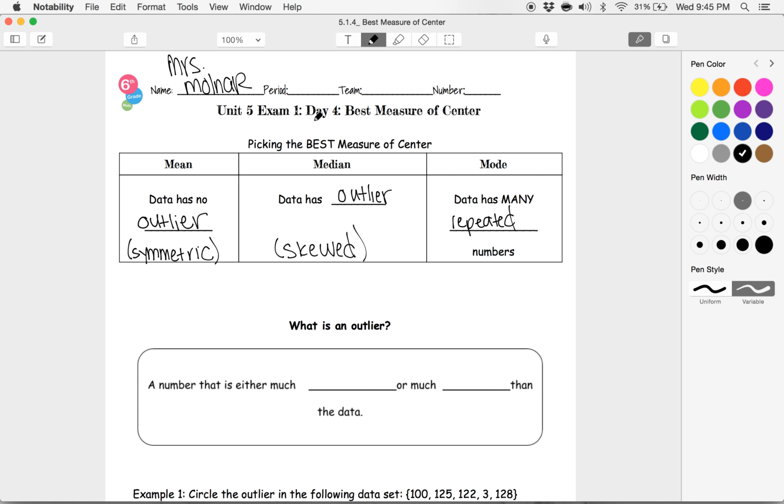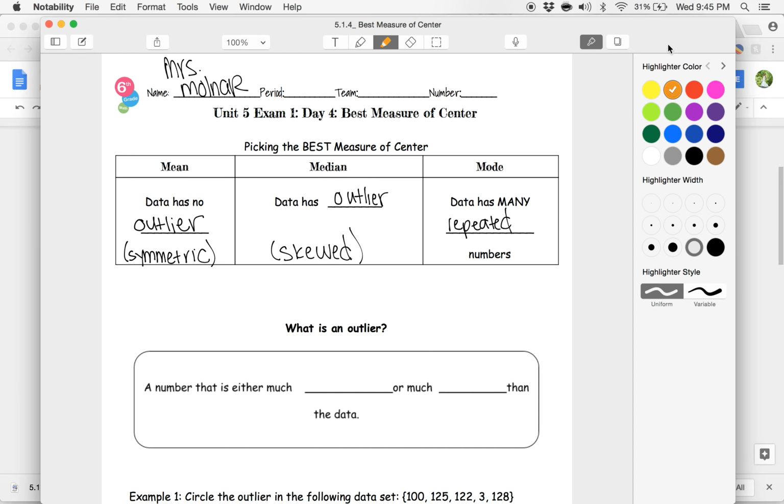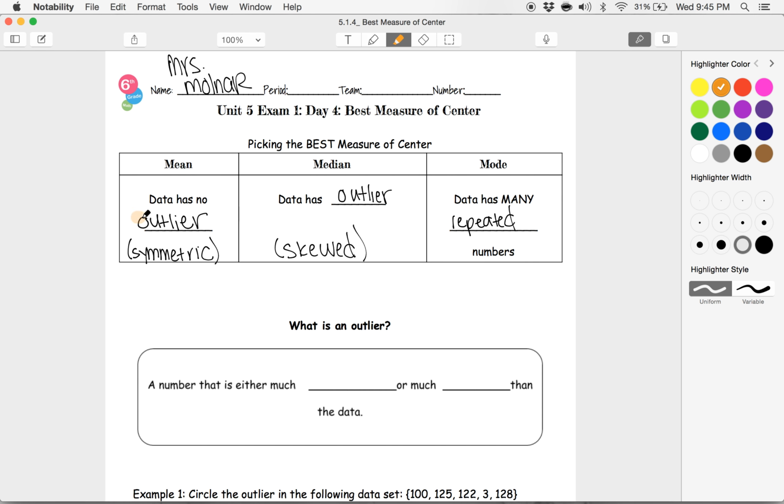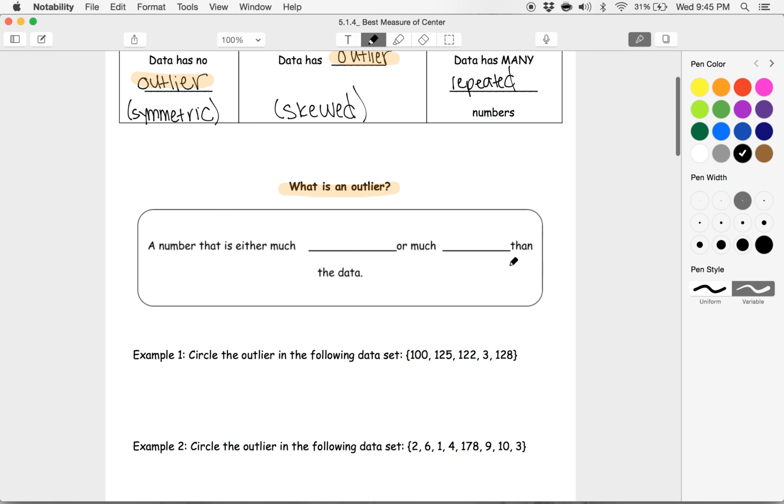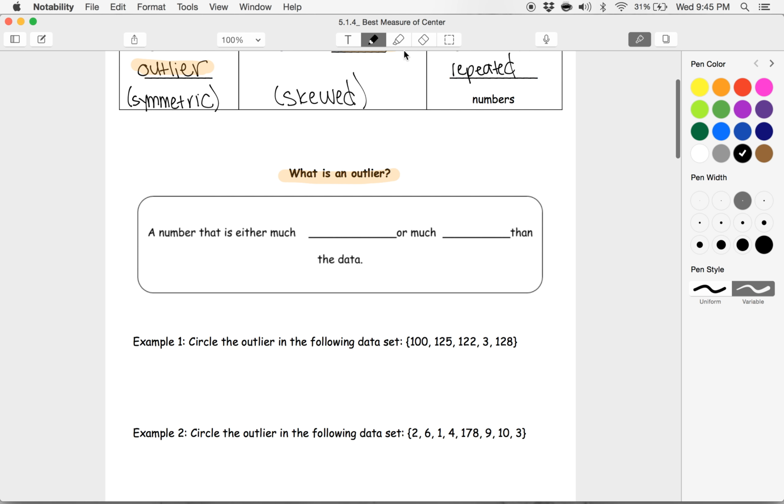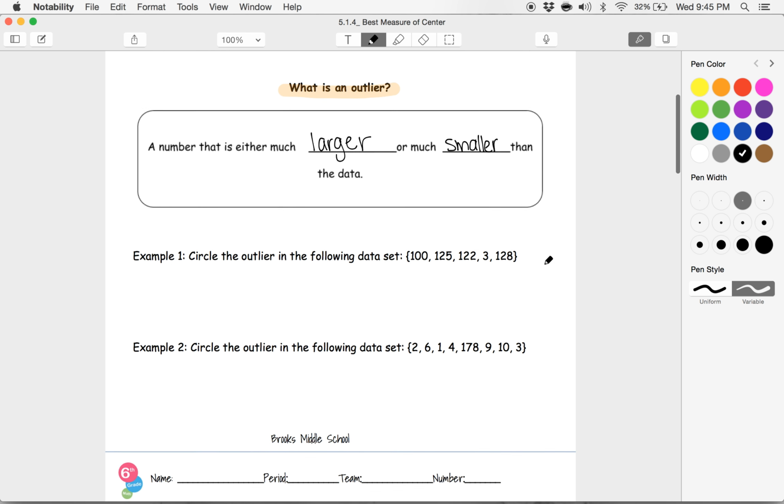Now, in two of these definitions, we talk about this word, outlier. So, what is an outlier? We need to understand that first. An outlier is a number that is either much larger or much smaller than the data. And the best way to get this is just looking at an example.